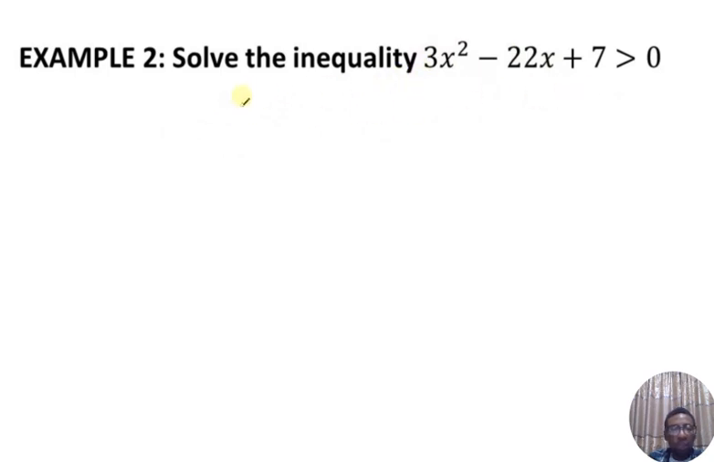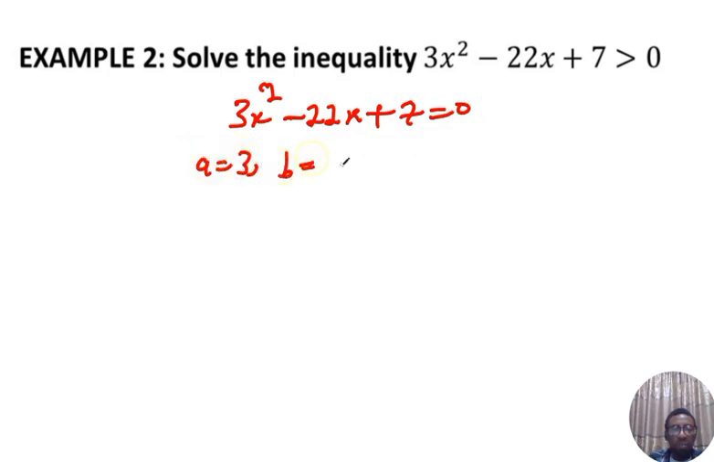So that will give me 3x squared minus 22x plus 7 equals 0. I'll solve the quadratic equation and get my two roots. In this case, our a is 3, our b is minus 22, our c is plus 7. I will get my AC. My AC is 3 times plus 7, which is plus 21.